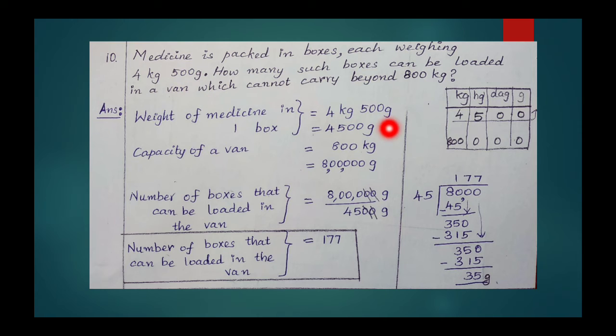So 4 kilogram 500 gram is 4000 gram plus 500 gram, so 4500 gram. The capacity of a van is 800 kilogram, which means it is better to express both the numbers, this one and this one, in the smaller unit, grams. How to do this? Let us do it using placement boxes.